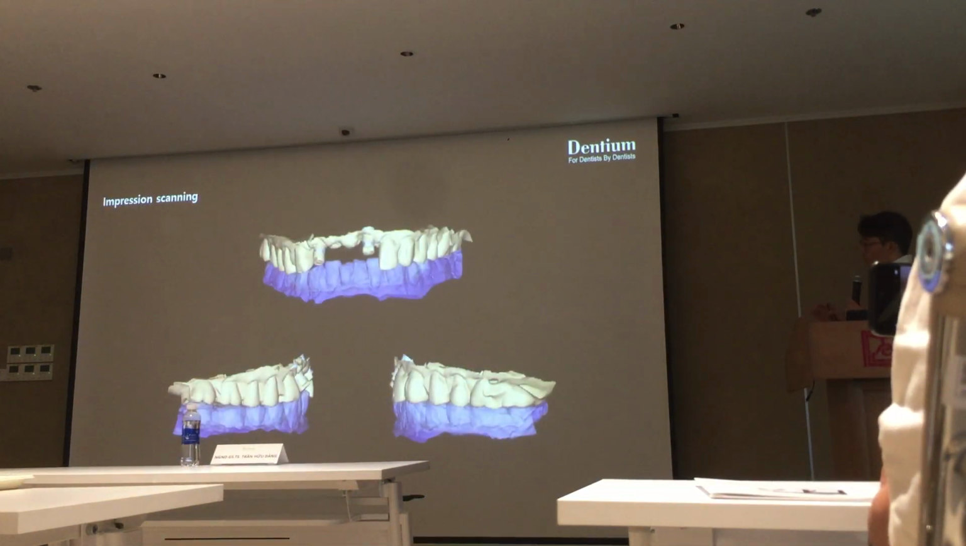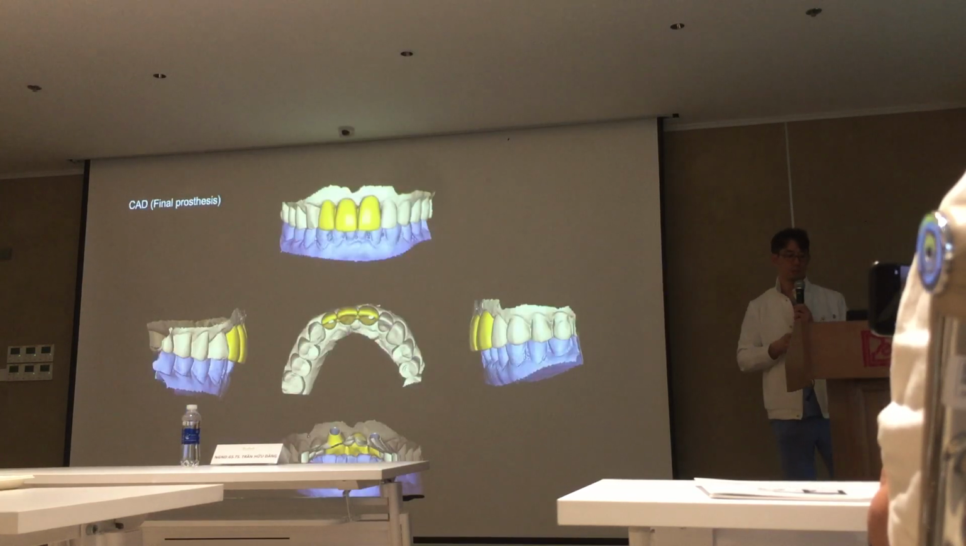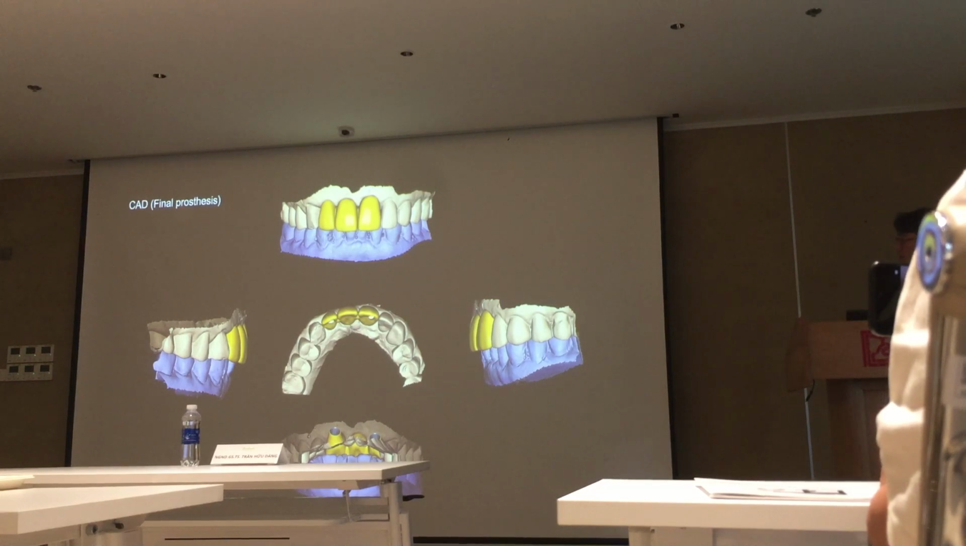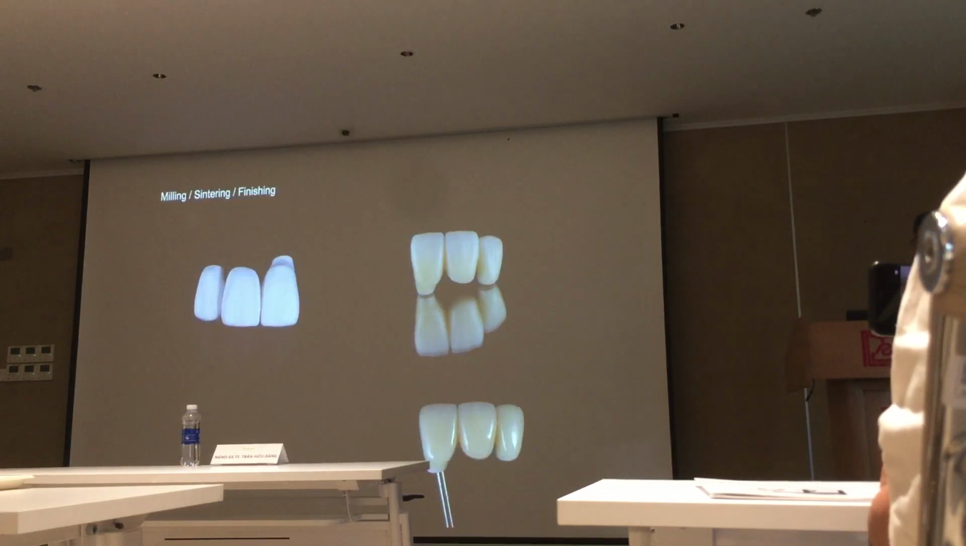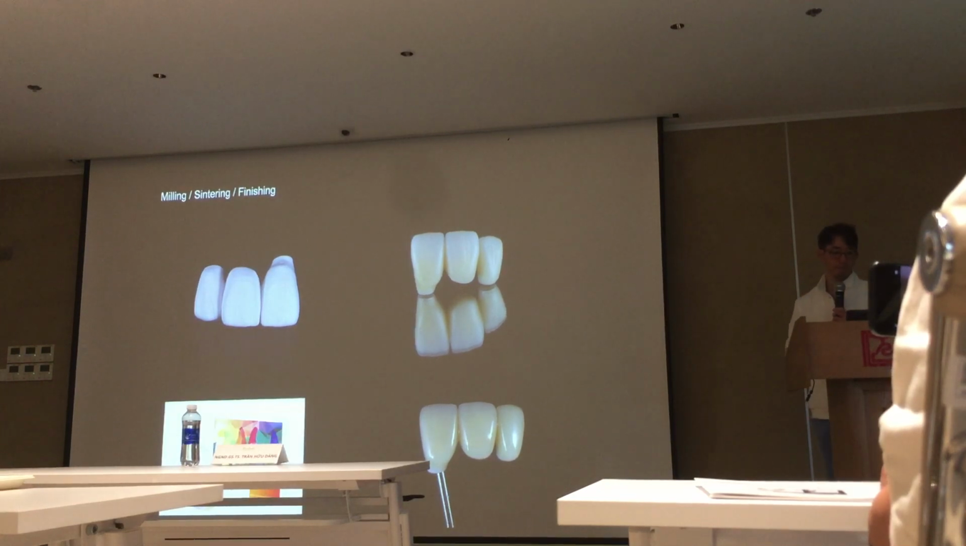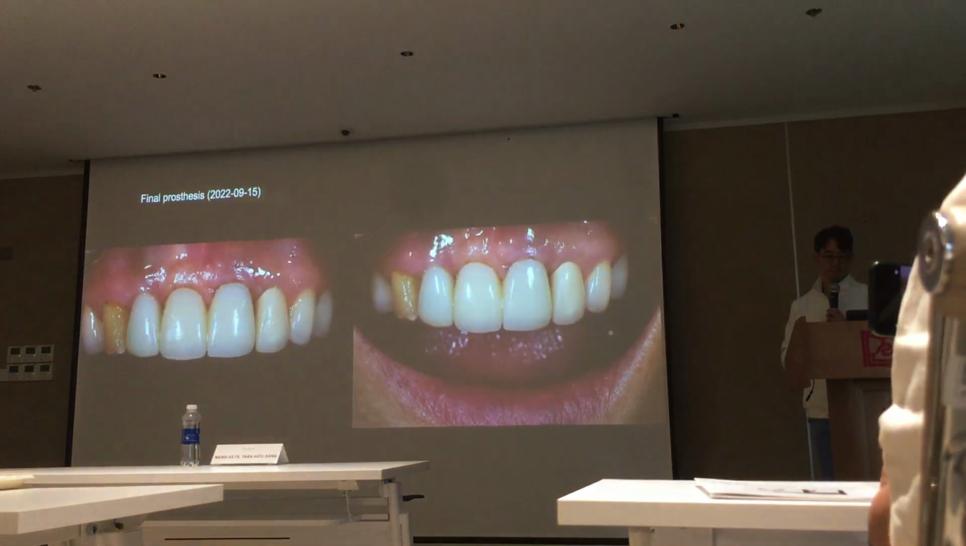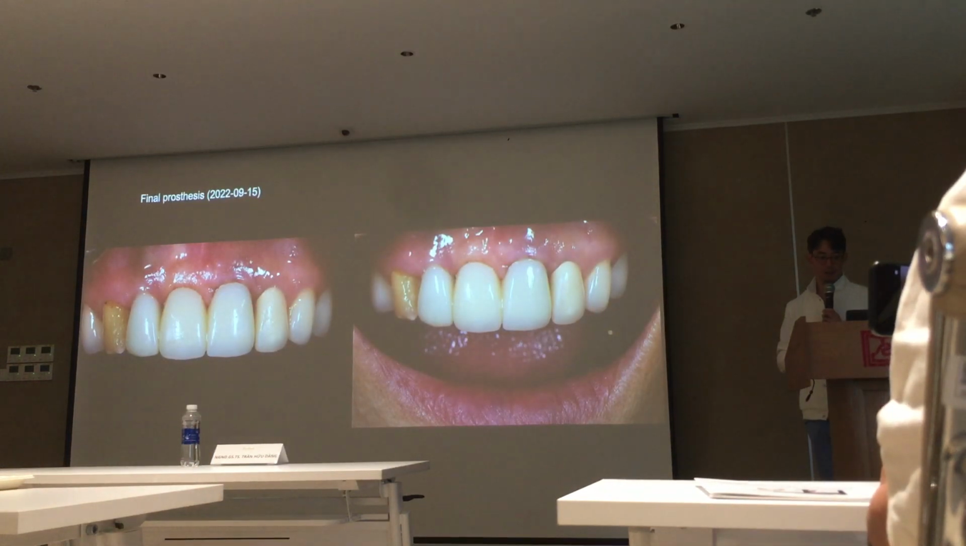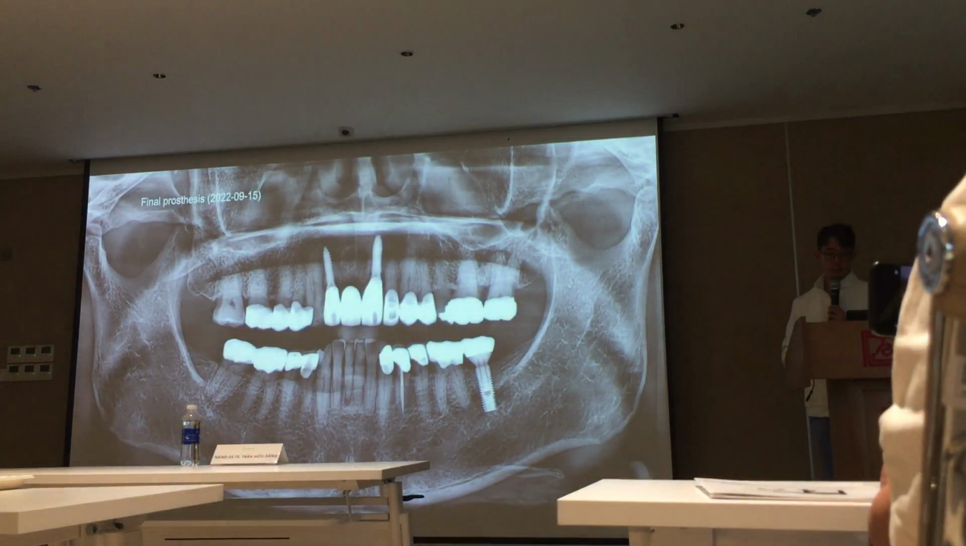And now we do have an accurate vertical working model so that we can move on with the zirconia crowns. So I designed a 3 unit bridge with zirconia, and also I milled, sintered, and finished the zirconia. So this is the final outcome of the prosthesis, zirconia on implants.